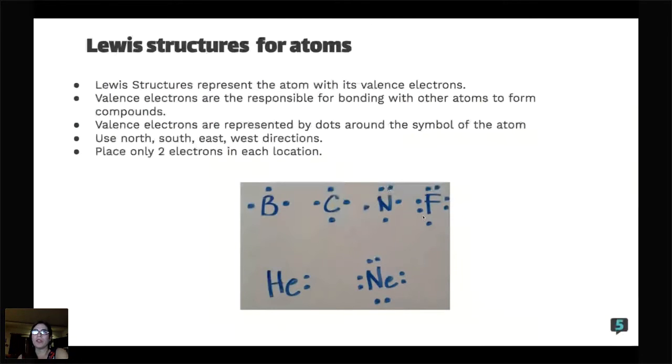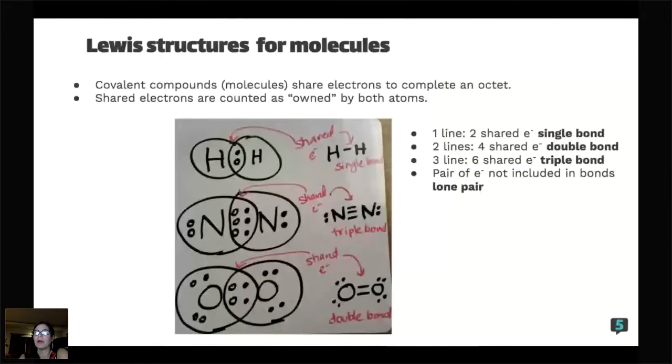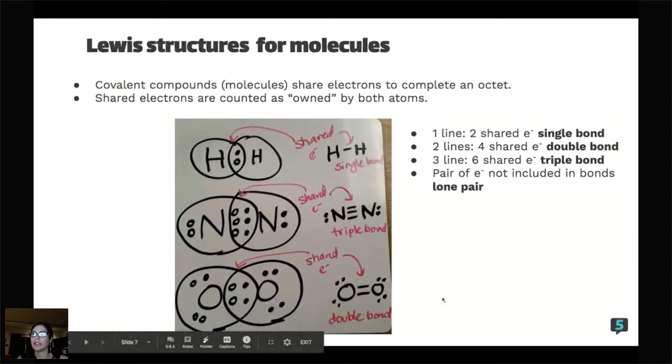Okay, when we do the Lewis structure for molecules, remember that covalent compounds and molecules are synonyms. So when we do this for molecules, the purpose of sharing is to complete the octet. In the case of hydrogen, it'll be fine because it will resemble helium. And the shared electrons, we can show them like this, or we can show them with a line. And one line equals 2 electrons. So we have here a single, a triple, and a double bond for hydrogen, nitrogen, and oxygen.